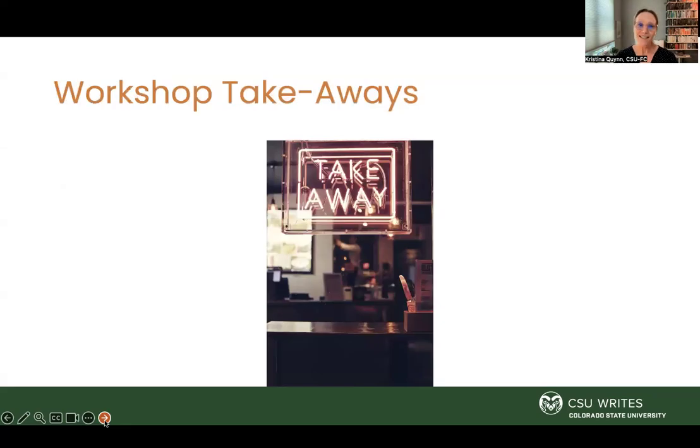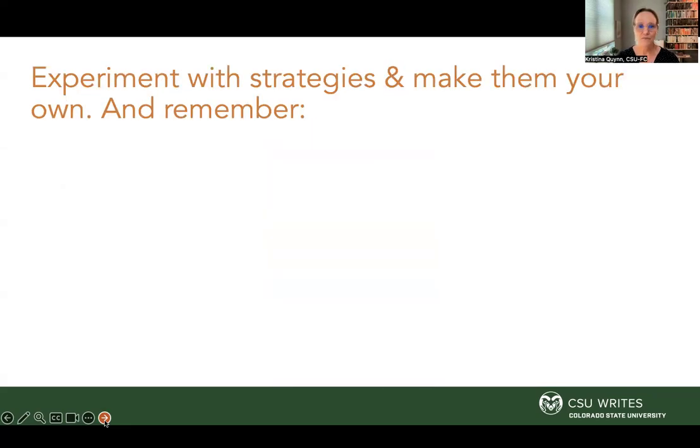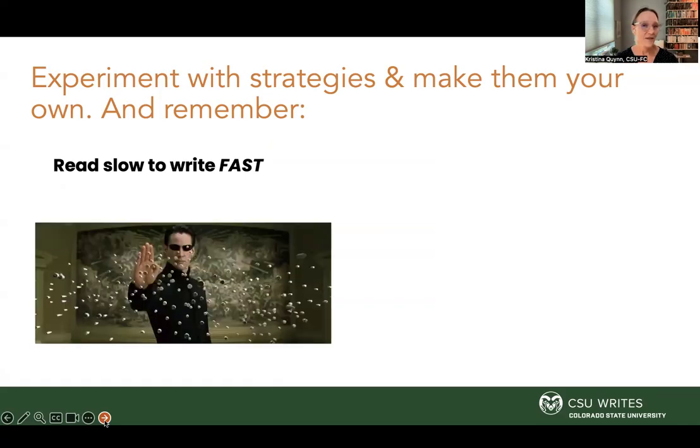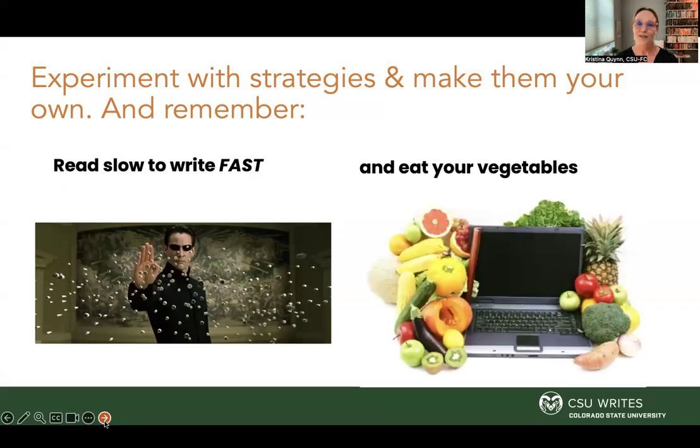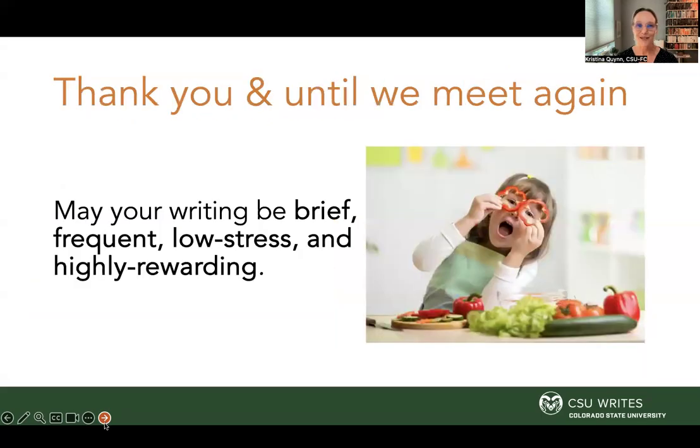All right, and just lastly, some workshop takeaways. Experiment with strategies, make them your own. Read slowly in order to be able to write fast. Another Matrix reference, just for those of you who are in the know. And ultimately, eat your vegetables, because everybody wants you to be healthy through graduate school and the writing process.